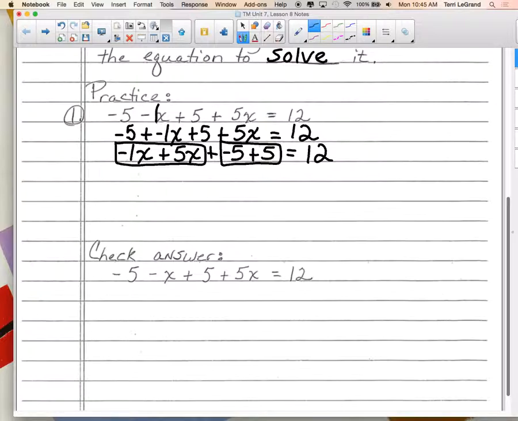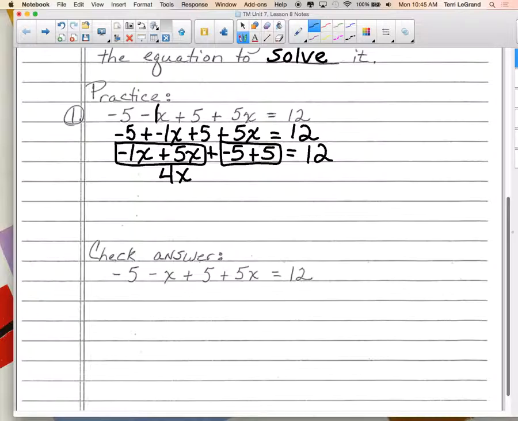4x. So in other words, what we're doing is combining negative 1 with positive 5. When we have a negative 1 plus 5, we should end up with a positive 4. So we have a positive 4x. That's what our x tiles combine to be.